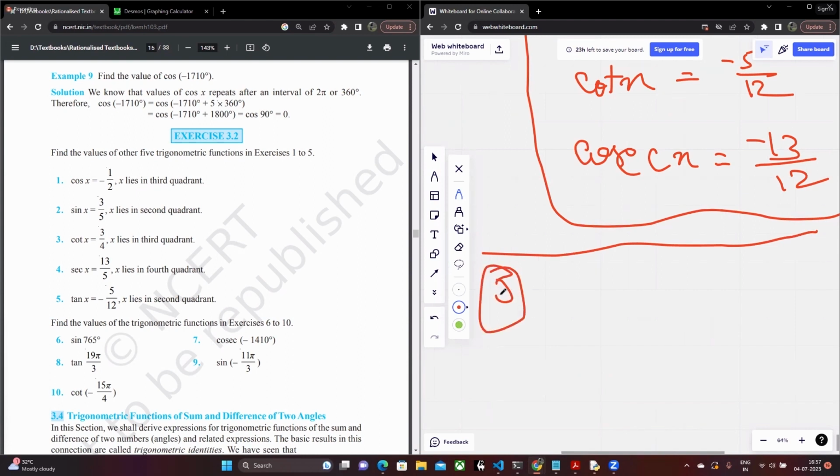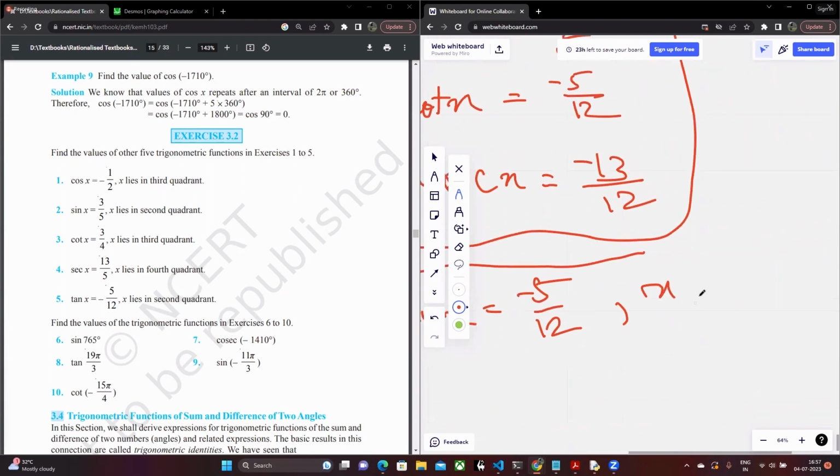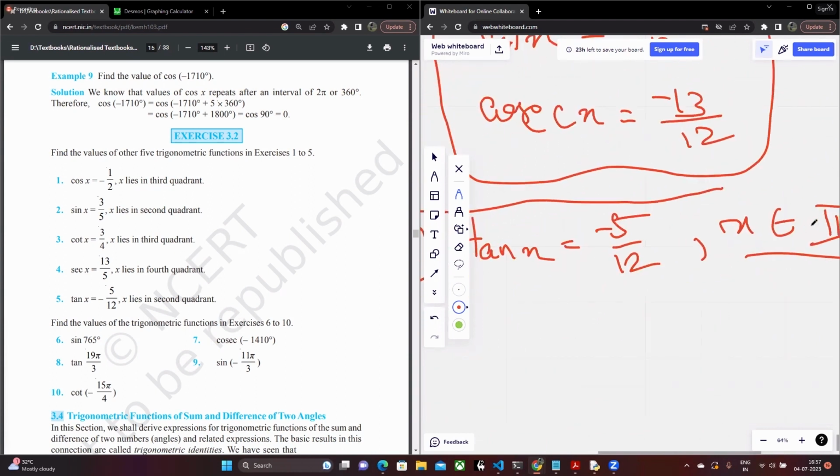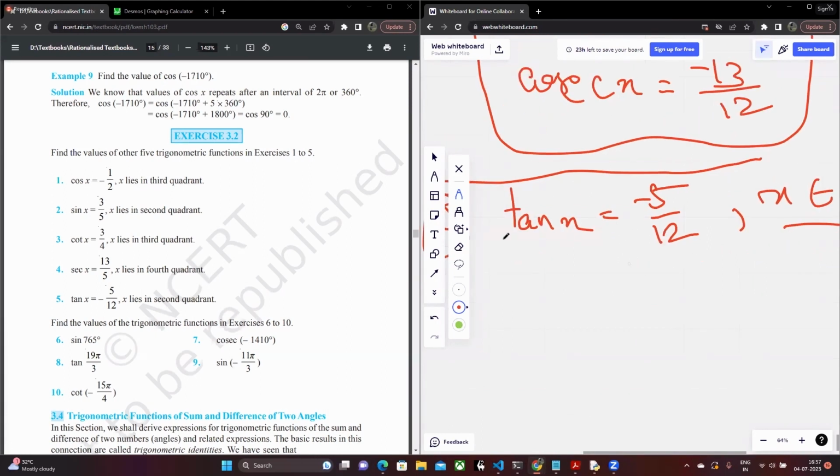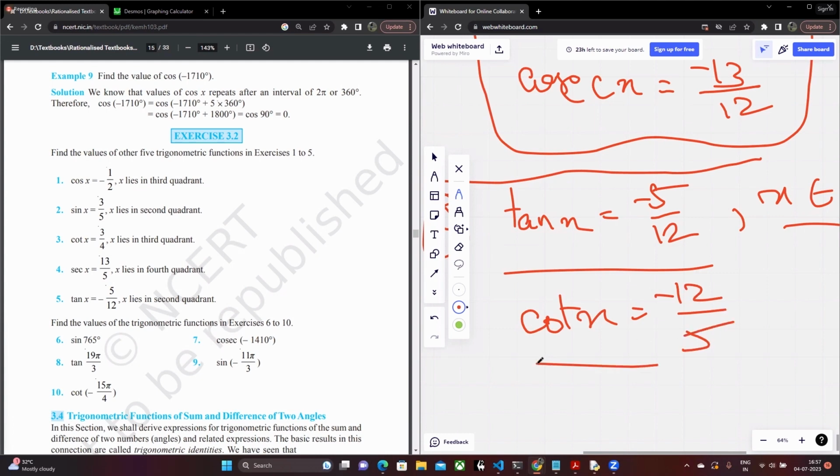Tan x is minus 5 by 12. X lies in the second quadrant. X belongs to 2. Right? If x belongs to 2, that means the sine and cosecant are positive. All others are negative. And so tan x is negative. From this, you can get that cot x is basically 1 by tan x, that is minus 12 by 5.